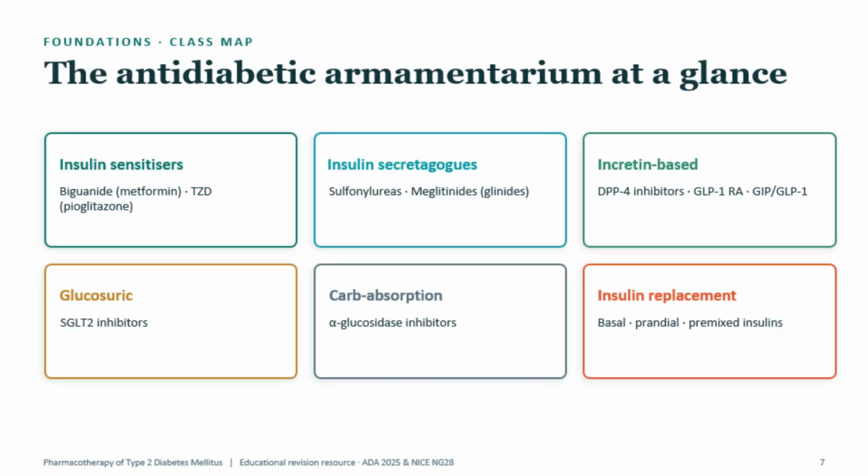Here's the whole toolbox on one slide, so you've got a mental filing cabinet. We've got insulin sensitizers, metformin and pioglitazone, secretagogues that squeeze the beta cell, the sulfonylureas and glinides, the incretin family, DPP-4 inhibitors, GLP-1 agonists, and the dual agonists. Then the glucosuric SGLT2 inhibitors, the carb-blocking alpha-glucosidase inhibitors, and of course insulin itself. Every drug we discuss lives in one of these boxes. Let's open the first one.